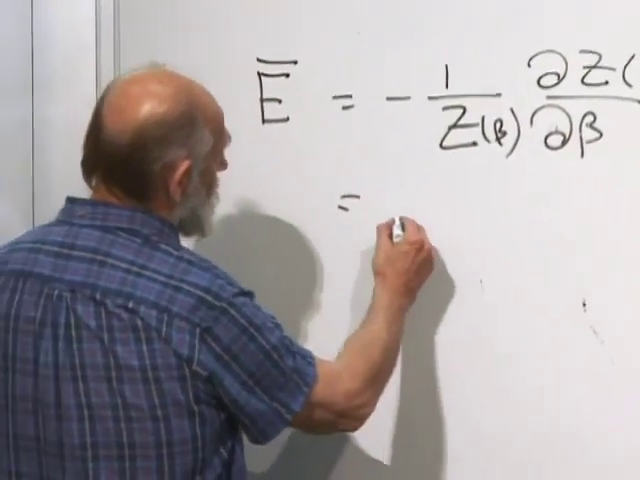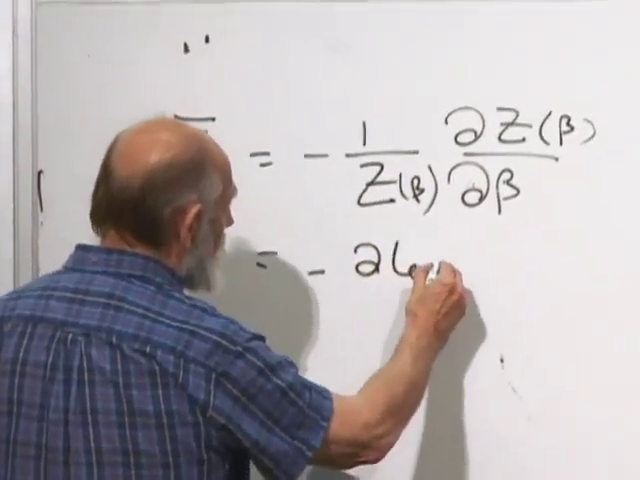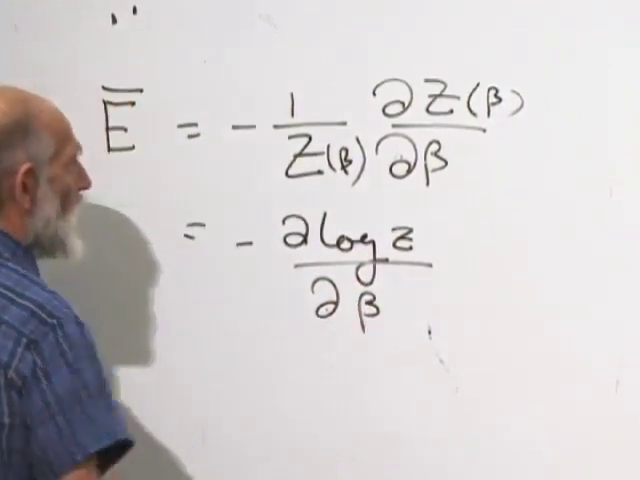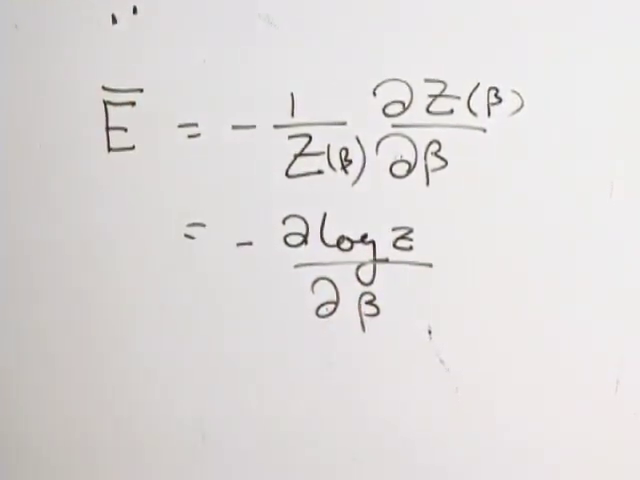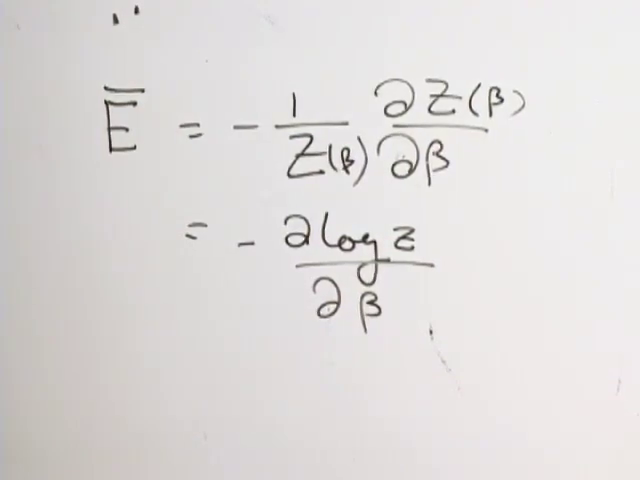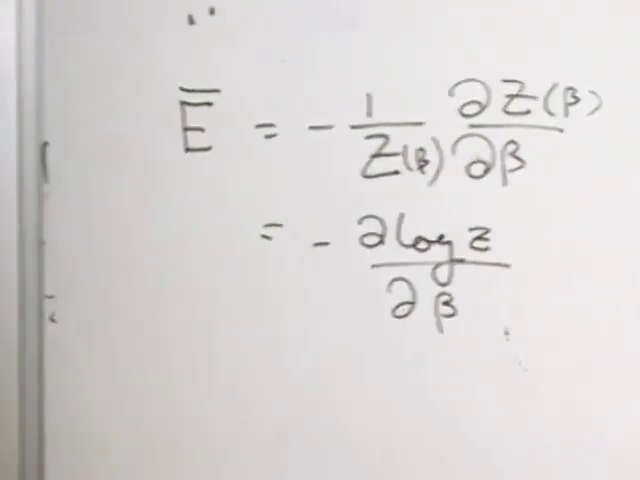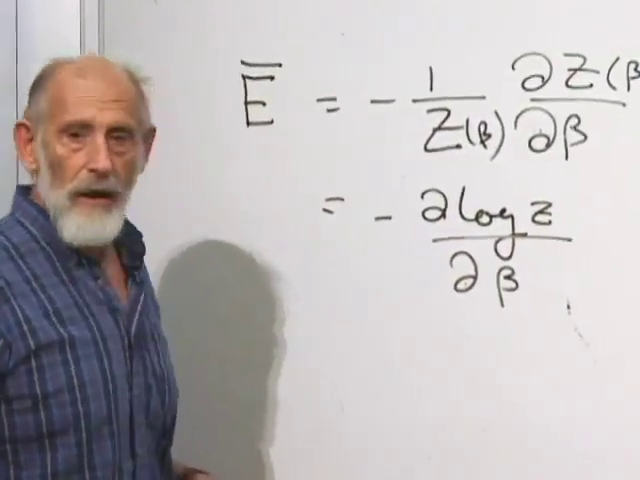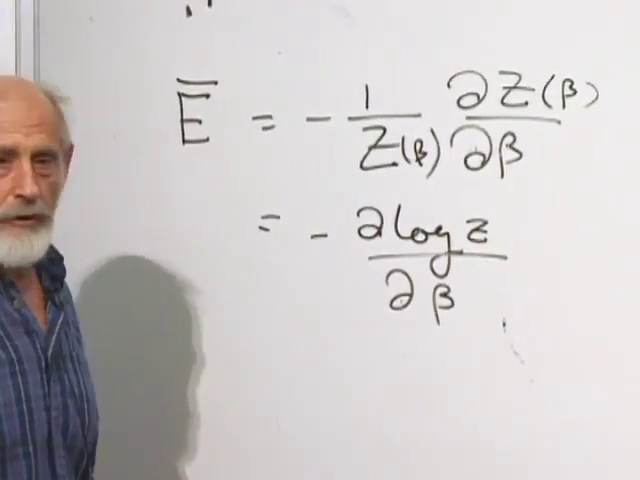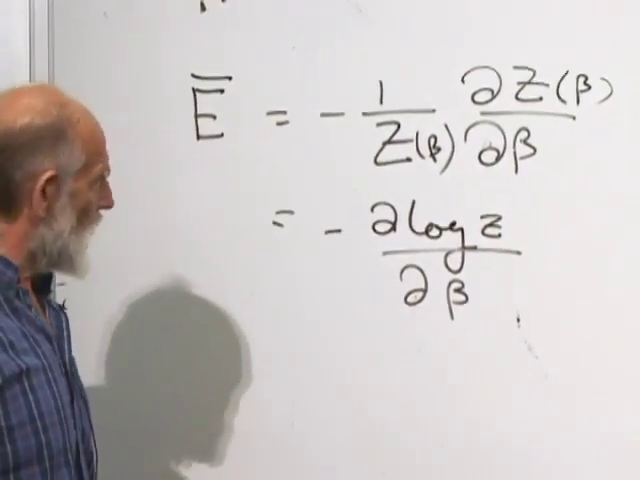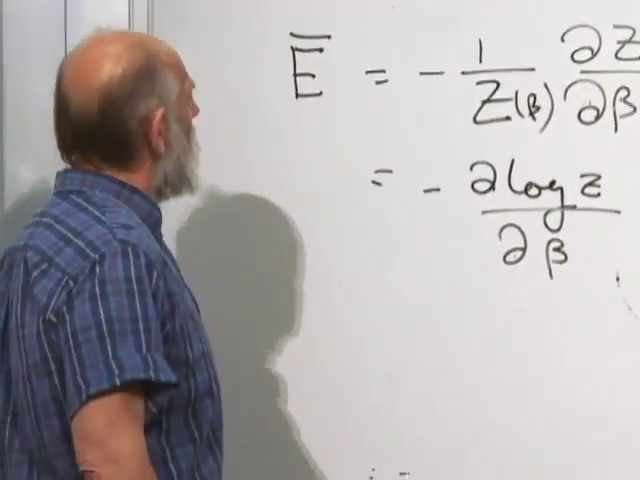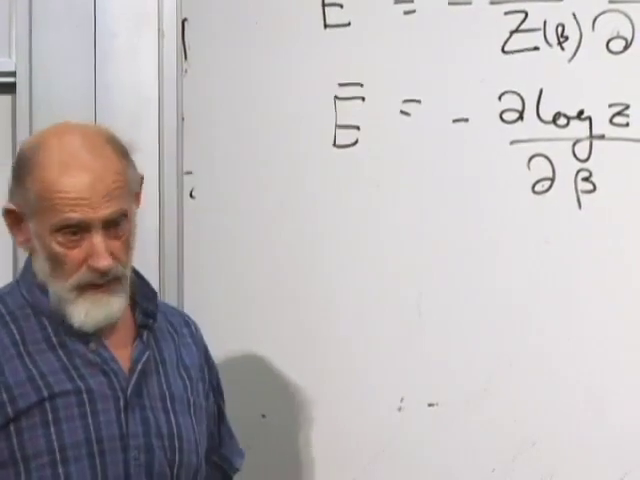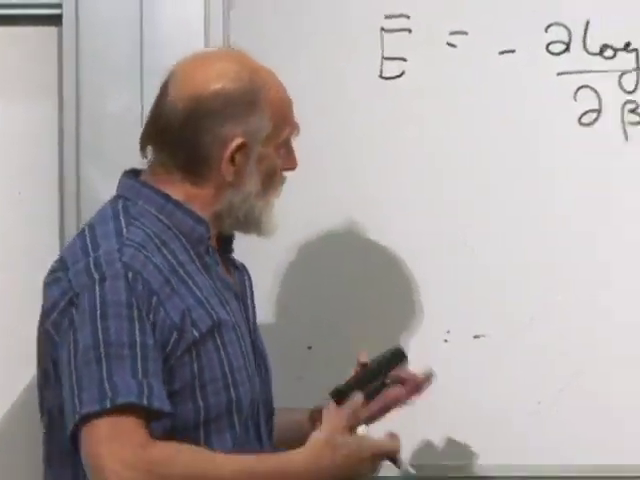This can be rewritten as minus the derivative of the logarithm of z with respect to beta. 1 over z, dz by d beta, is the derivative of the logarithm of z. The logarithm of z occurs over and over and over again. And it occurs so much that we give it a special name. That's the average energy.